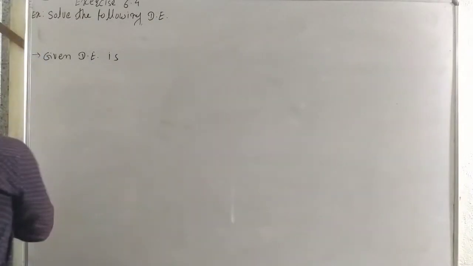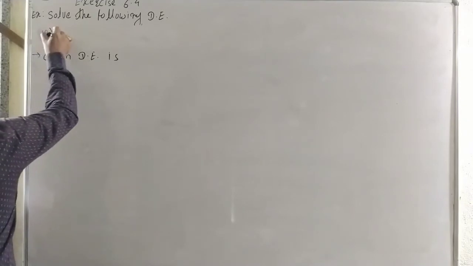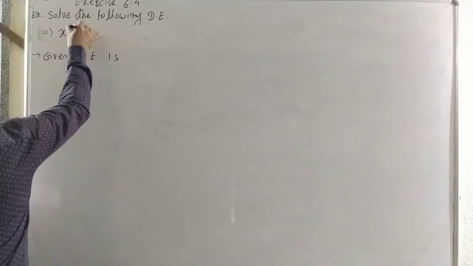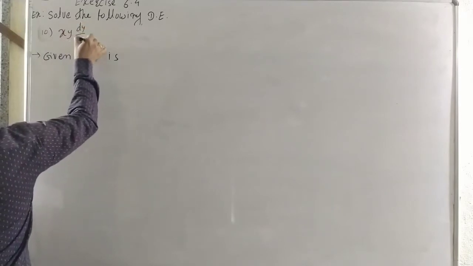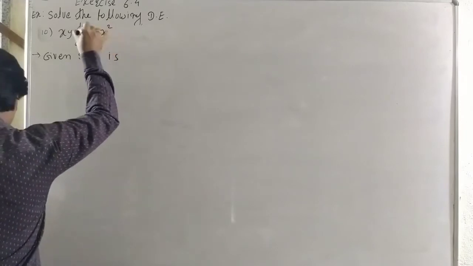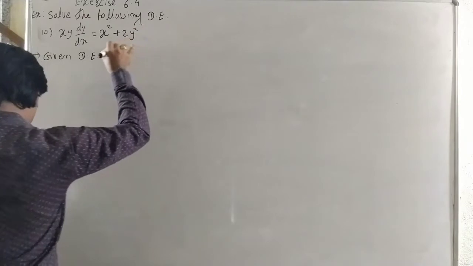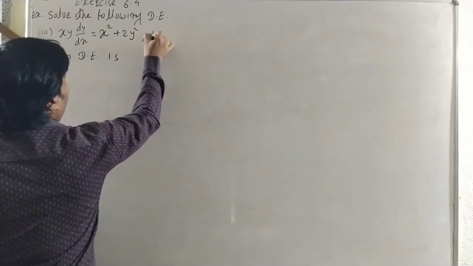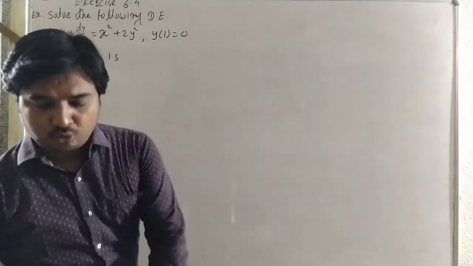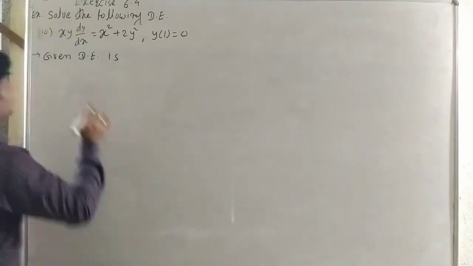Next, example number 10. Solve the following differential equation. xy dy by dx is equal to x square plus 2y square when y of 1 is equal to 0. That means here we want to find the particular solution. Okay, the particular solution of the differential equation.